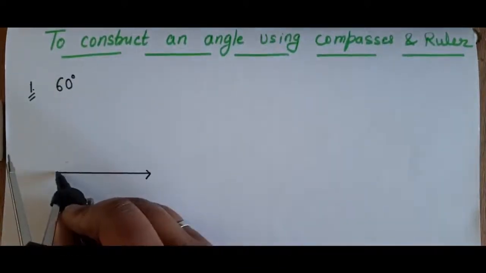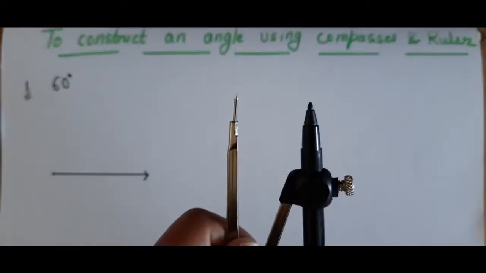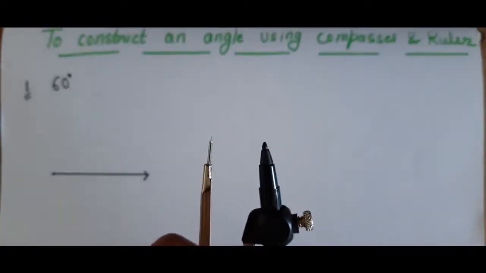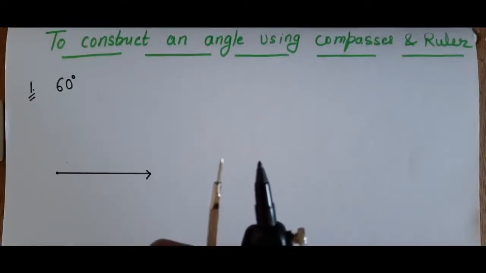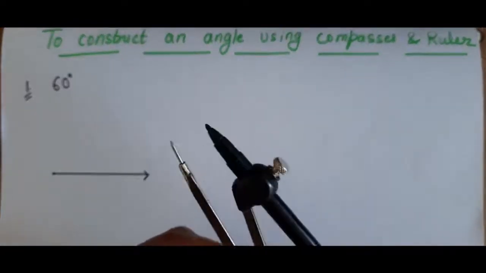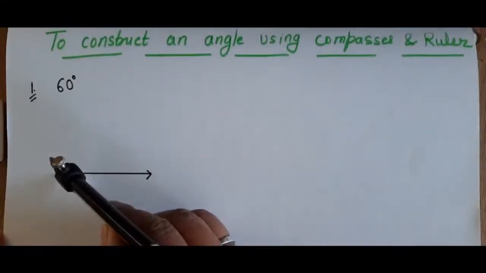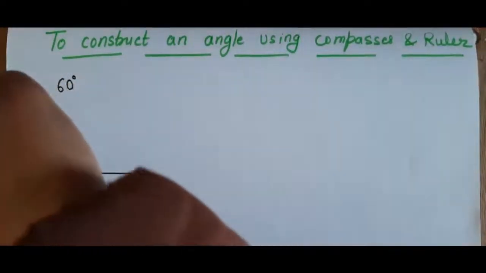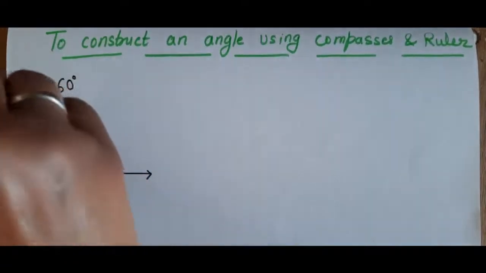and highlight this point. Now open your compass to some extent. Any measure you can take, right? You can take this measure, suppose. Now place your compass tip at this point and draw a semicircle. So I have drawn a semicircle here.